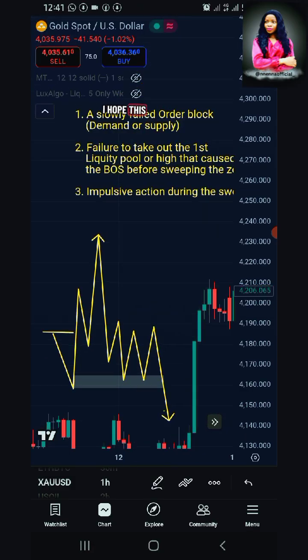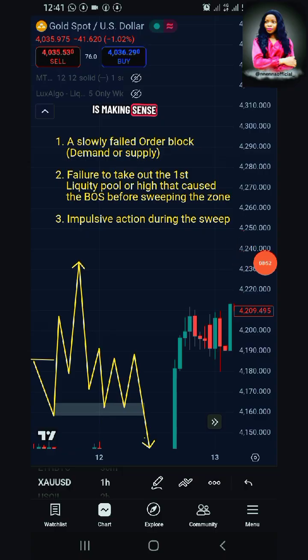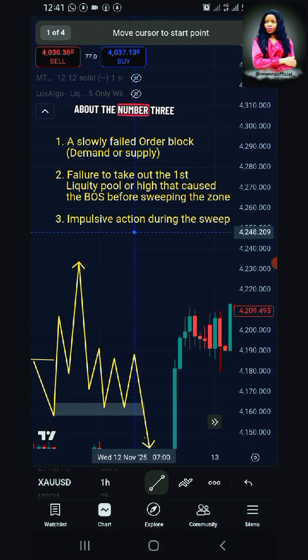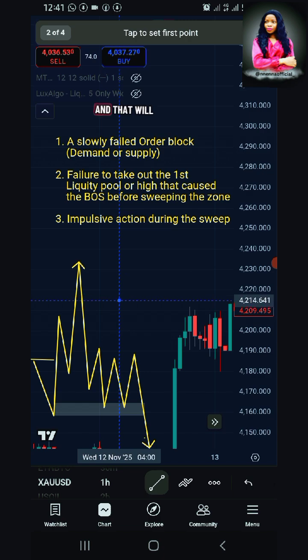I hope this is making sense. I hope this is making very good sense. So that is all about the number 3. And that will be the end of this video for now.